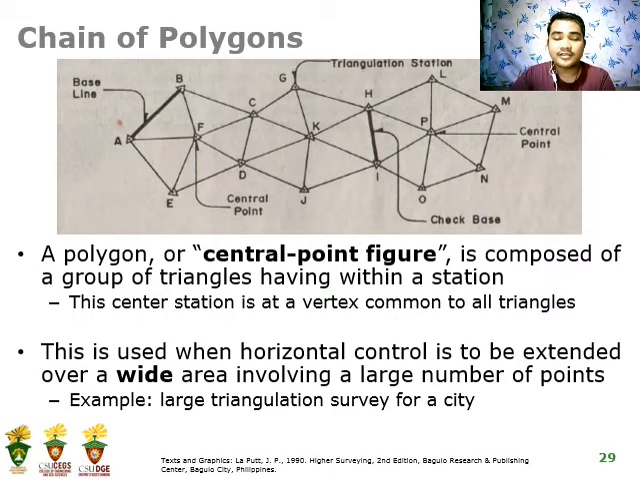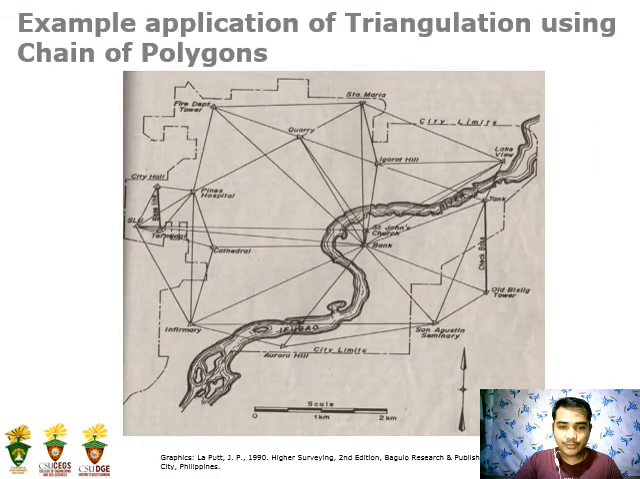This is used when horizontal control is to be extended over a wide area involving a larger number of points. For example, large triangulation survey for a city. Need lang mo siya i-extend to other control para magamit. So this is an example of a triangulation using a chain of polygons. So as you can see, there is a control or central point, and naay mga triangulations, and that's it. Example na siya sa chain of polygons.